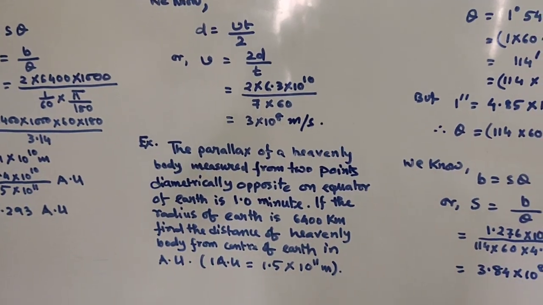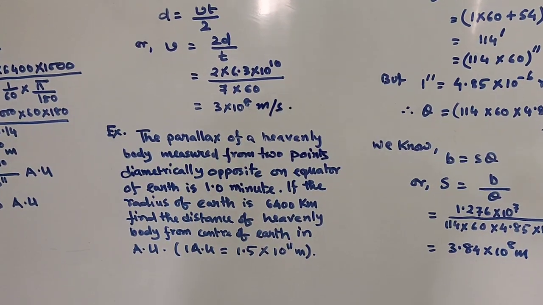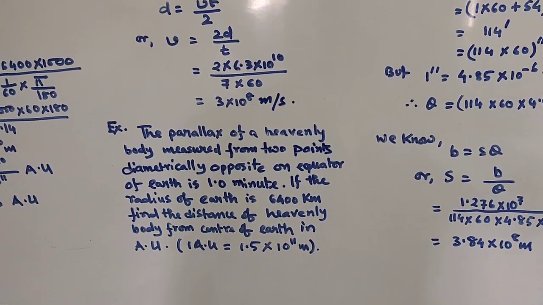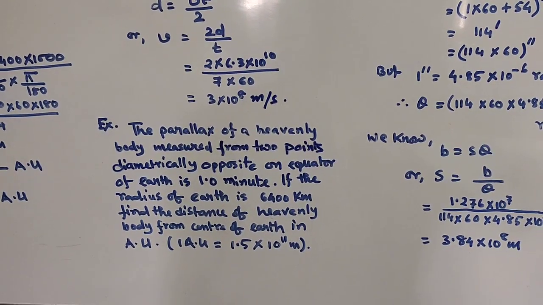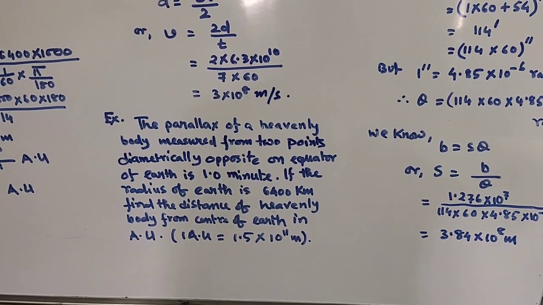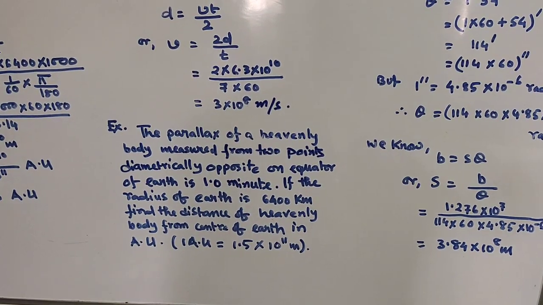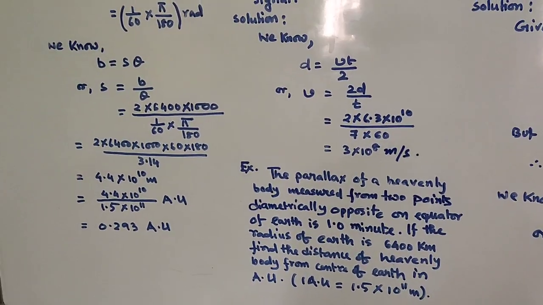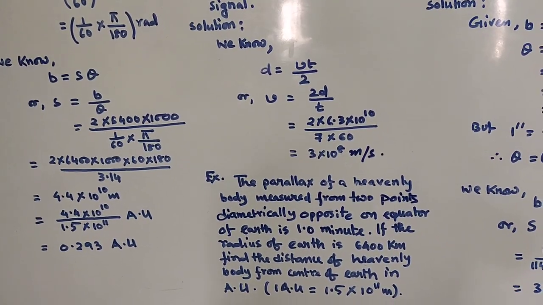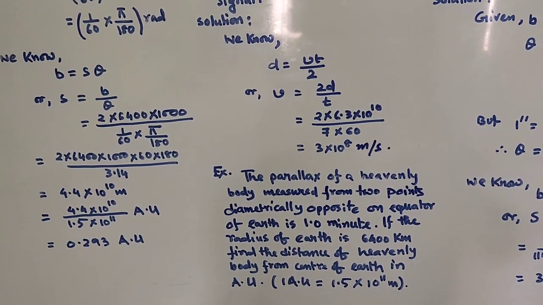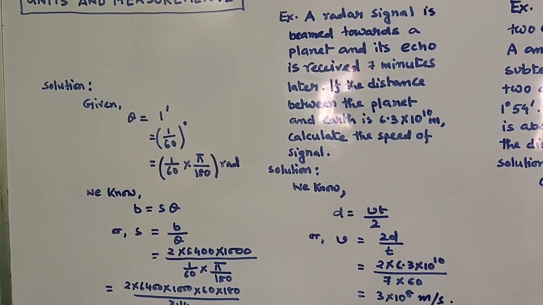Now the next sum which we are going to discuss: the parallax of a heavenly body measured from 2 points diametrically opposite on the equator of Earth is 1 minute. If the radius of Earth is 6400 km, find the distance of the heavenly body from the center of Earth in astronomical units. So what are the values given? The observation is from diametrically opposite points, and the parallactic angle is 1 minute. So theta equal to 1 minute.